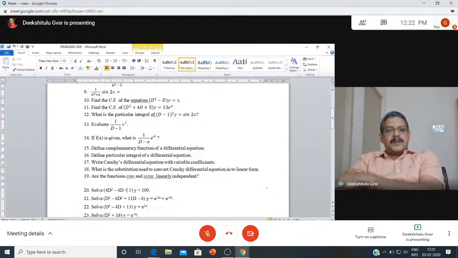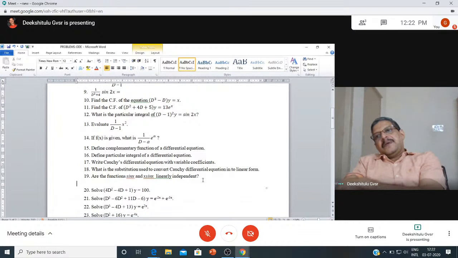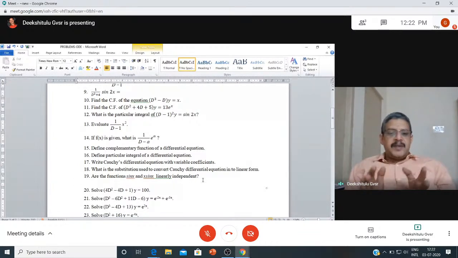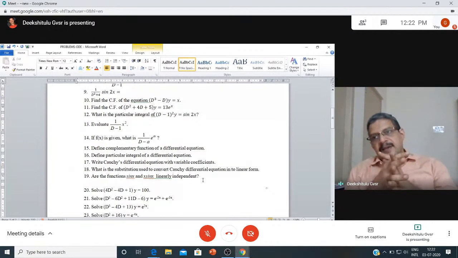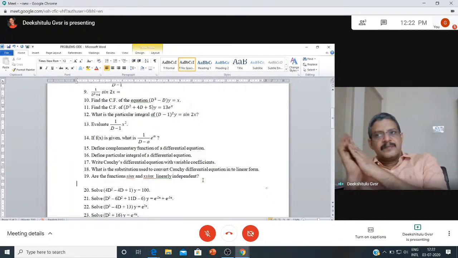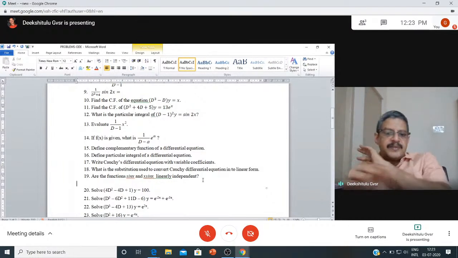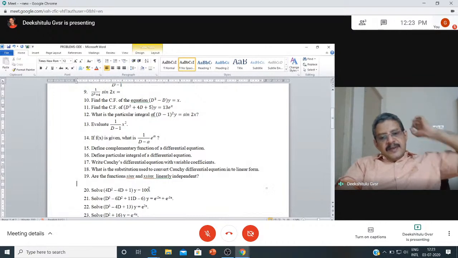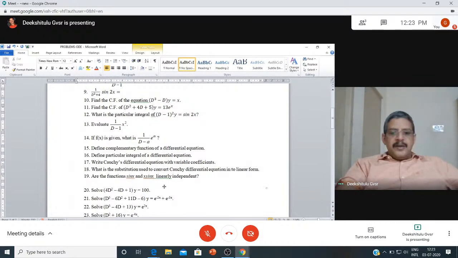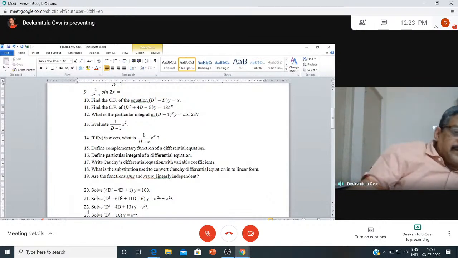Solve (4D square minus 4D plus 1) y is equal to 100. So complementary function plus particular integral. While finding the particular integral, 1 by f of D on 100. When you have a constant, what I told is you need not expand the denominator in increasing powers of D. Simply this 100, or even 1 lakh, don't worry. This is 100 into e power 0x. When you have 1 by f of D operating on e power ax, put that a as 0. So particular integral is 100 into e power 0x by f of D at 0.